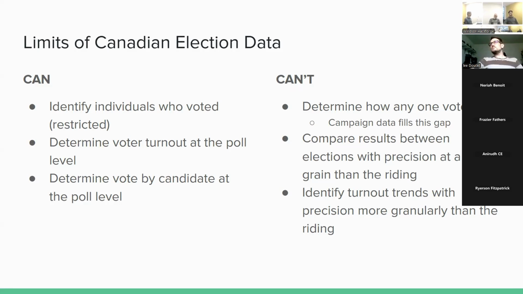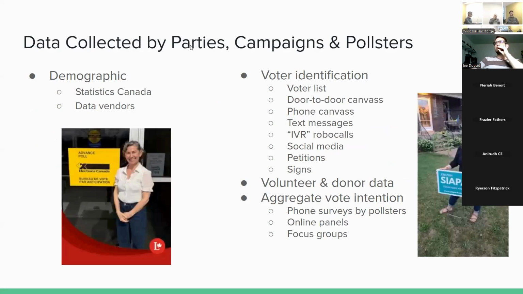But if we're willing to relax our precision a little bit, then there is a technique that we can use to get good data, and especially when we look at how those changes actually shake out in practice on the ground, I think you'll see that that approximation of the truth is more than useful. And again, you can identify turnout trends more granularly than at the riding level. For the same reason, it's just so tricky to work across elections with the Elections Canada data. Okay, those are the limits.